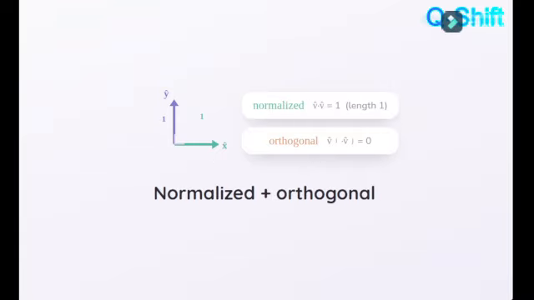When i equals j, each basis vector dotted with itself gives 1, so every basis vector has length 1. We call that normalized. When i differs from j, the inner product is 0, so the vectors are orthogonal, sharing nothing. Orthogonal plus normalized gives the word orthonormal.